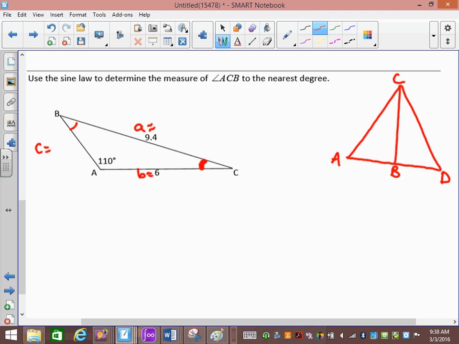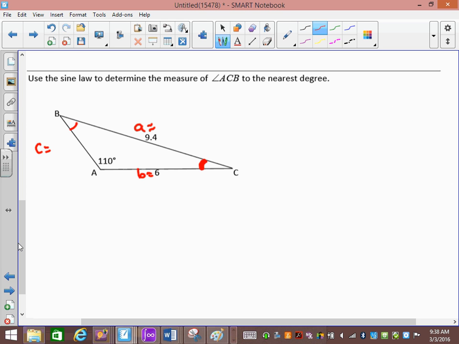ACB, then I would be asking you to find this little one. If I say find angle BCD, I'd be asking you to find this little one. If I ask you to find ACD, I'm asking you to find the whole thing. So that's why they label it with the different letters, okay? That's the reason.